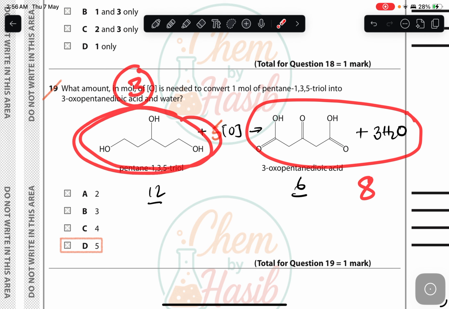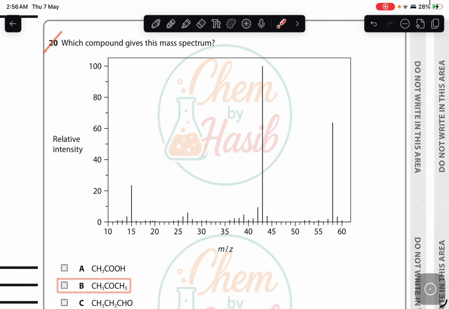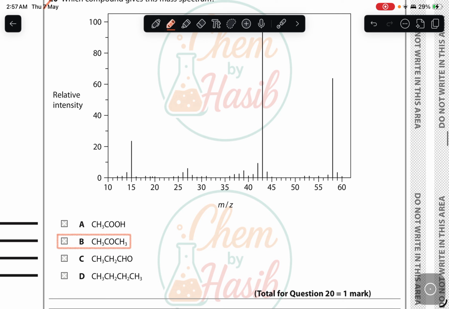So we move on to question number 20. It says, which compound gives the spectrum? So if you look here, A won't be the answer because A has a molar mass of 60. If you find its molar mass, the molar mass of A is found to be 60. So there is no prominent signal at m/z equal to 60, right? So A cannot be the answer. So we rule out A.